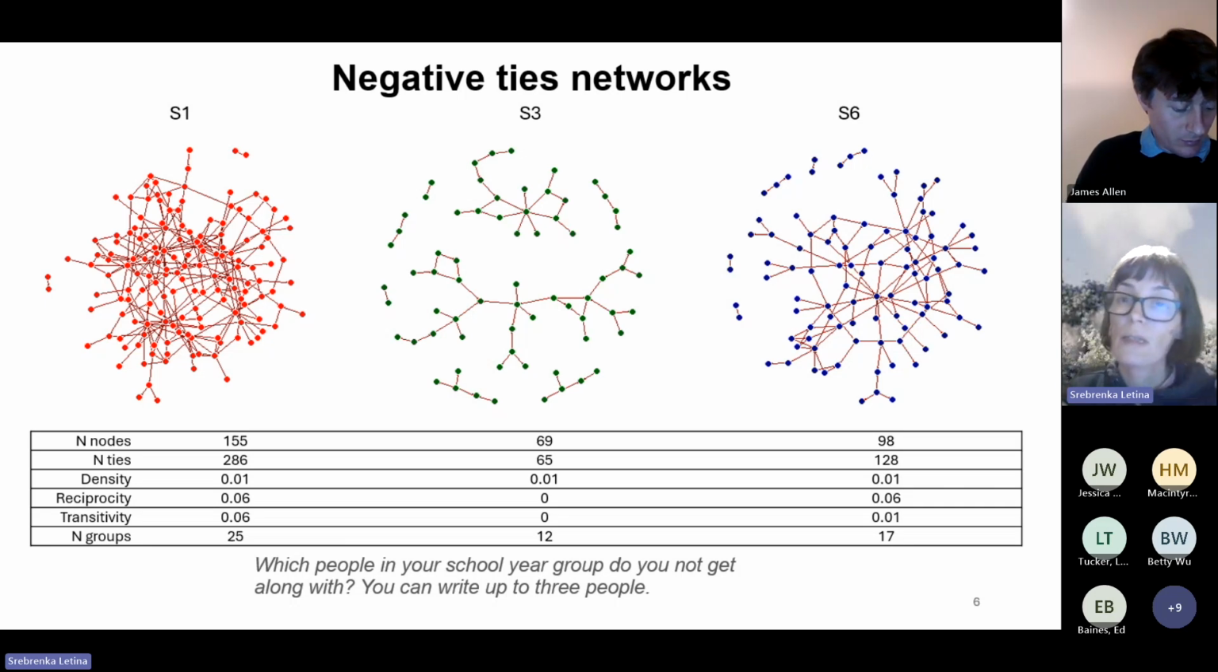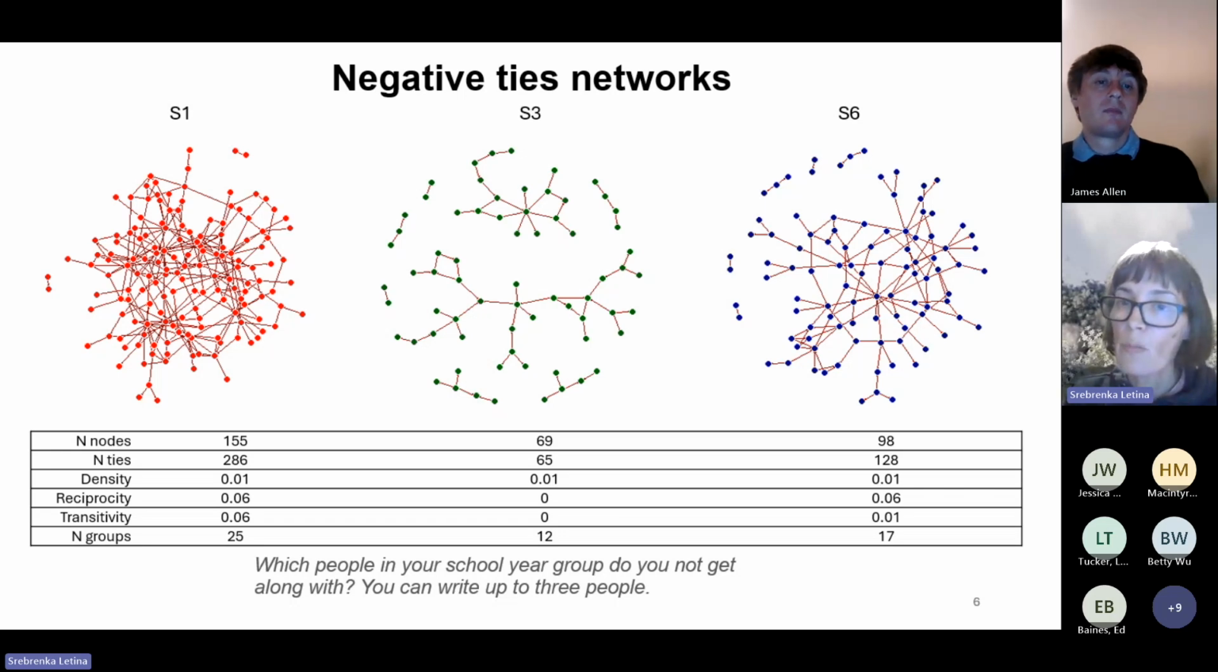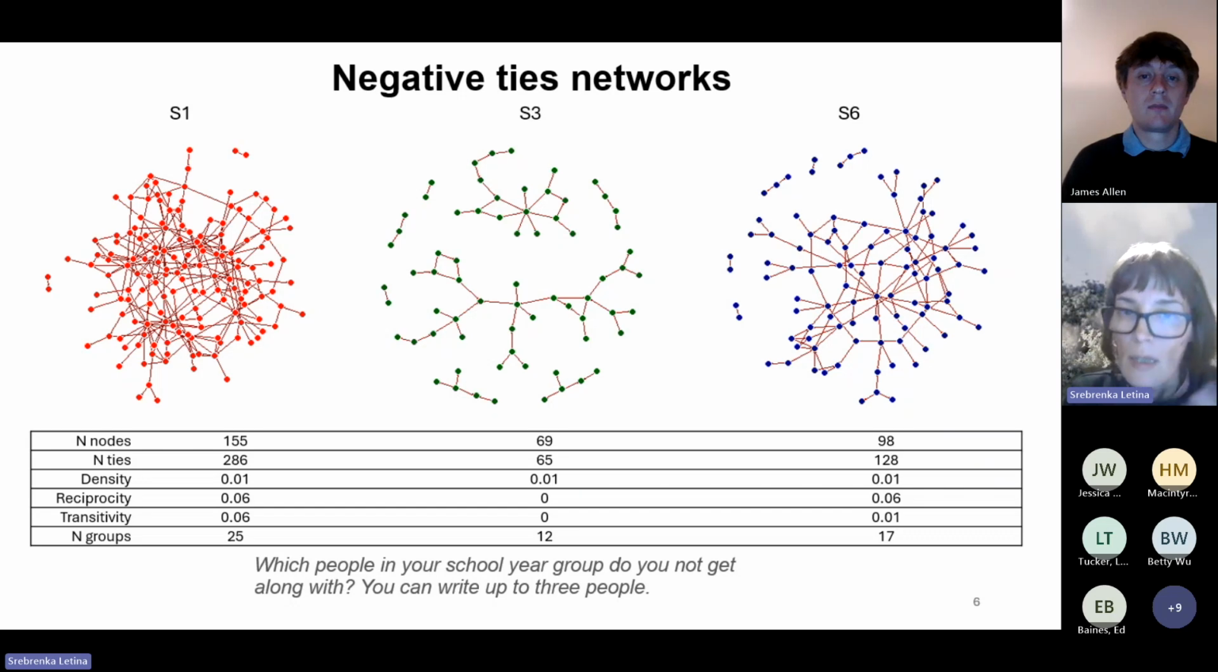So there is not a tendency. So you don't see triangles in the network. There is not a tendency like we saw in the friendship networks. If I have 2 friends, that they're also friends themselves. So that's another very important difference. And there are many groups. It seems that these negative ties are very local, and they do not spread in one connected network. So obviously that shows you a different structure from friendship networks.